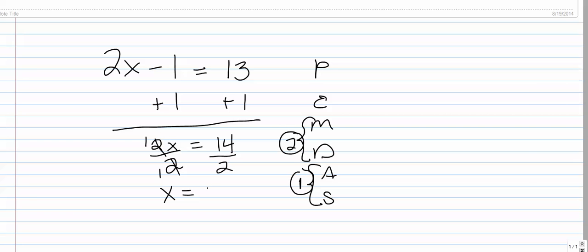Is it true that 2 times 7 minus 1 equals 13? This is one way that you can check your final answers. 2 times 7 is 14. 14 minus 1, does that equal 13? Well, sure it does. 14 minus 1 is 13, and so the left-hand side does equal the right-hand side. So the solution for x is 7.